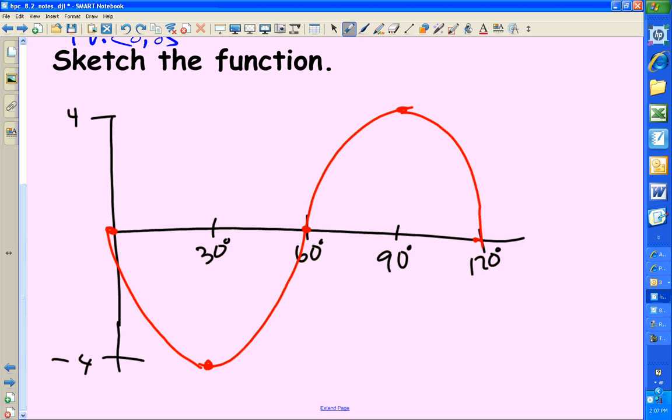Or if they want you to go to negative, or sometimes they'll say graph from 0 to 360, then you'll need 2 more periods. And you would just continue on. From 120, go another to 240, one more to 360.